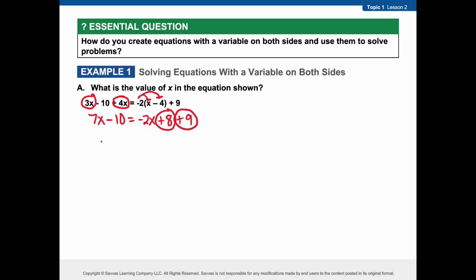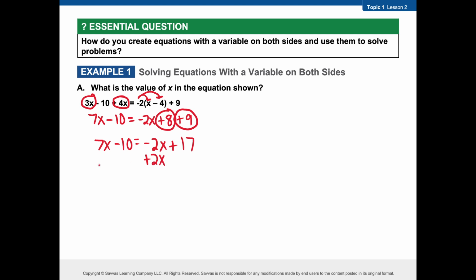Now I have like terms on the right side. So I'm just going to bring down 7x minus 10 equals negative 2x. Combine these two together, positive 17. No more like terms. I do have a variable on the left, a variable on the right. One has to cancel. Easiest way is to cancel the smallest, so that way you deal with positive numbers.